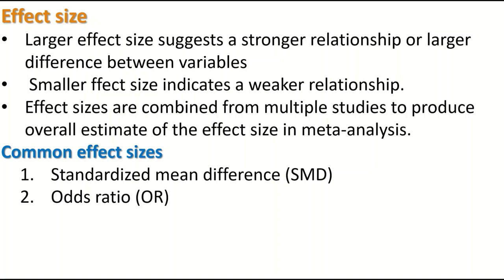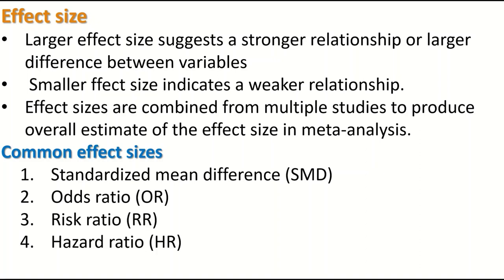So the odds ratio (OR) can be used, or a risk ratio, or a hazard ratio, which can be used when there are two variables: one is a time variable, the other is an event, such as death or living. So it is mainly used for survival analysis. And finally, the other effect size is the correlation coefficient, based on the Pearson correlation coefficient. These are the five major common effect sizes that can be used in a meta-analysis.